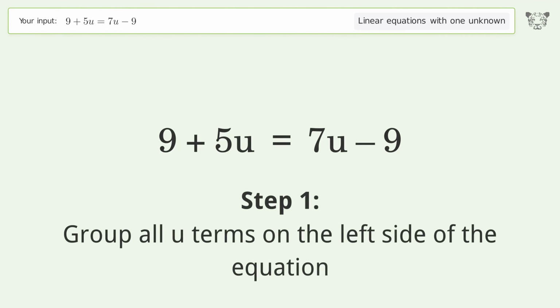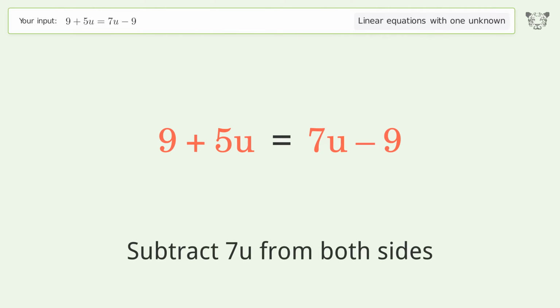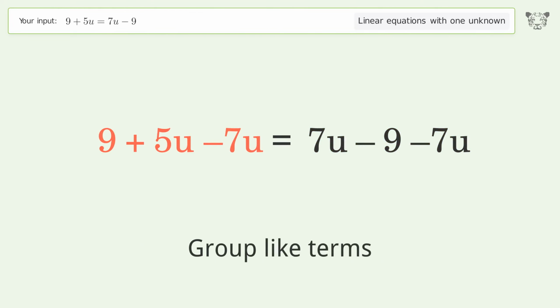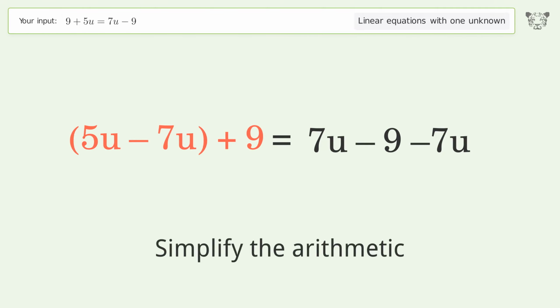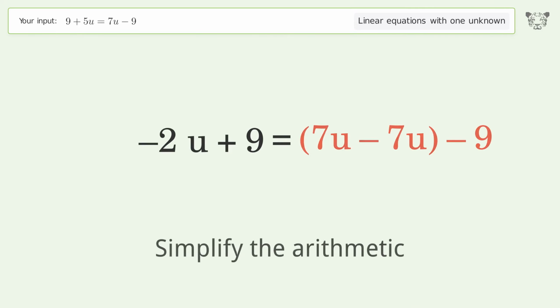Group all u terms on the left side of the equation. Subtract 7u from both sides. Group like terms. Simplify the arithmetic. Group like terms. Simplify the arithmetic.